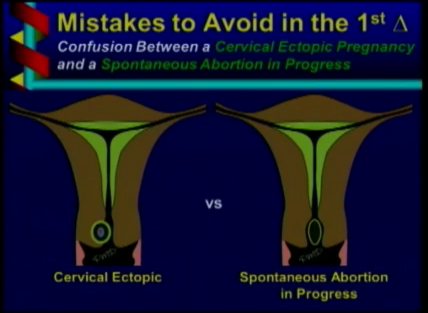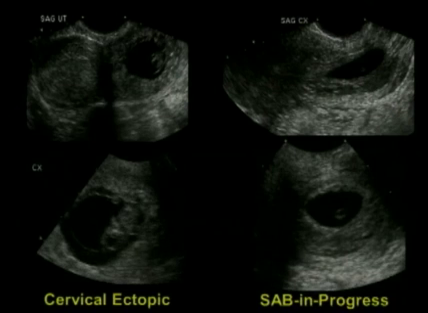So how do you tell the difference? Well, schematically, note that a cervical ectopic pregnancy is likely to be a normal appearing gestational sac, often has an embryo, may have a heartbeat, whereas a spontaneous abortion in progress is a flattened, irregular sac that's sitting in the cervix. Here are two examples.